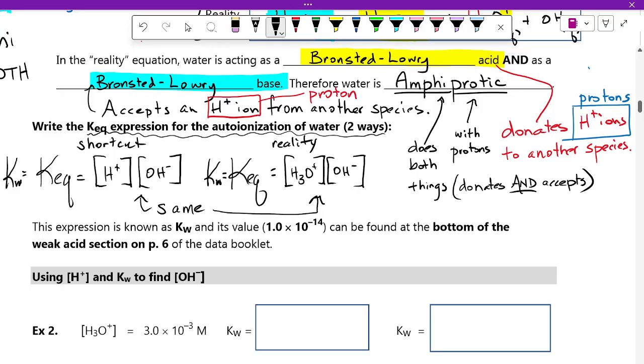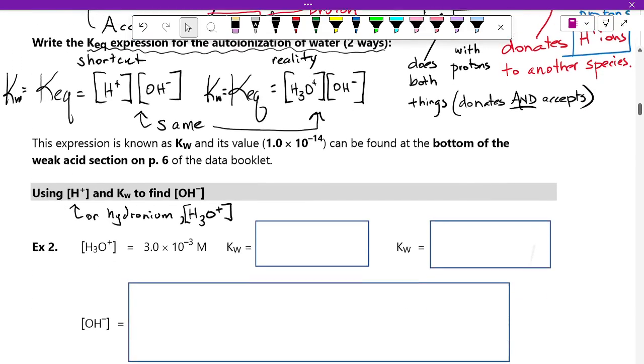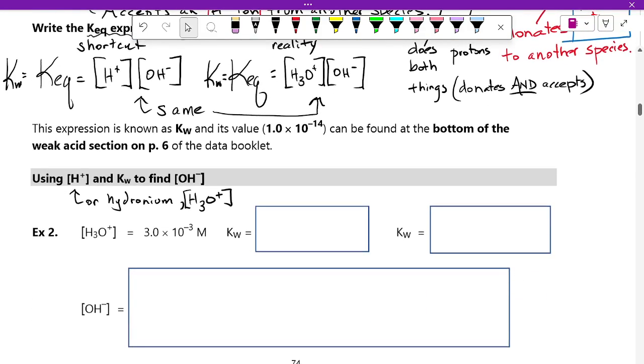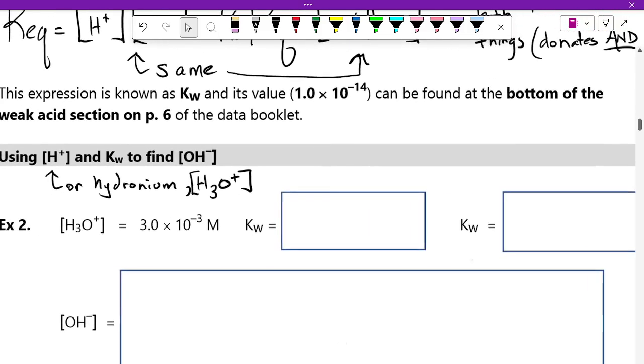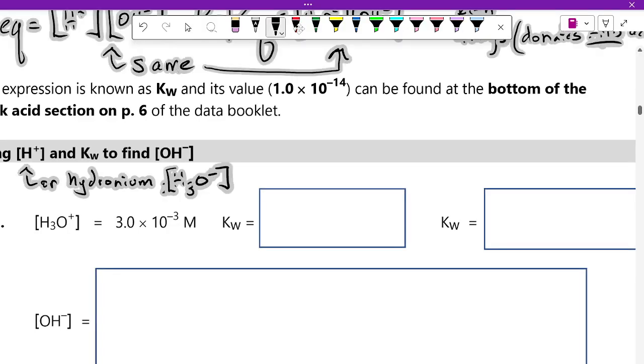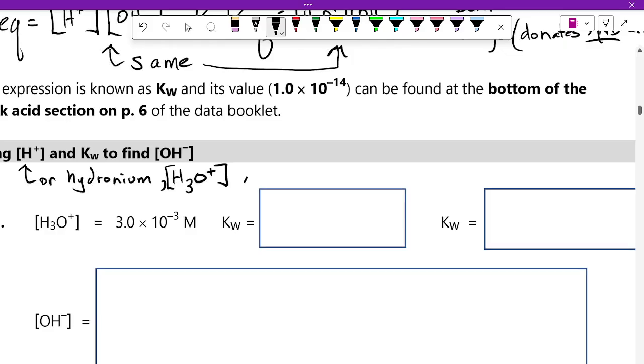And now we are going to use hydrogen or hydronium to find the concentration of hydroxide. So we are given the concentration of hydronium is equal to 3.0 times 10 to the minus 3.